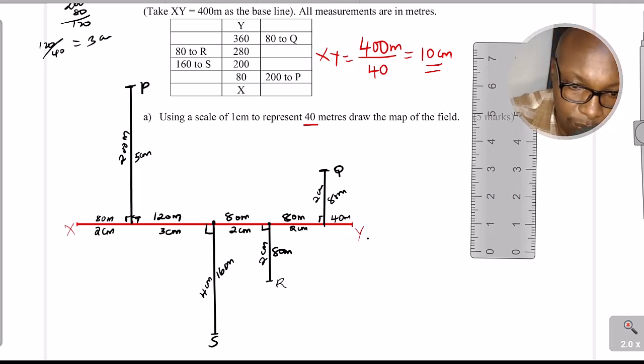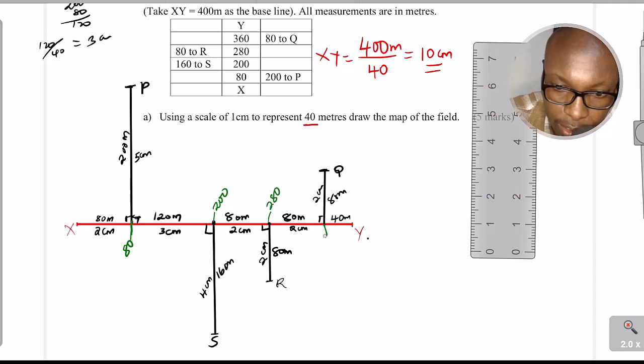So this is the point where we have 80. And then this is the point where from 80 we went to 200, that point is 200. Then from 200, this point is 280. Then from 280, this point here is 360. And then lastly, this is 400.